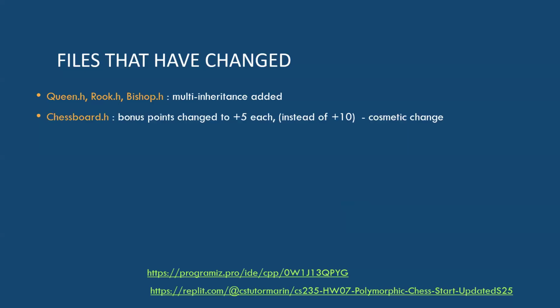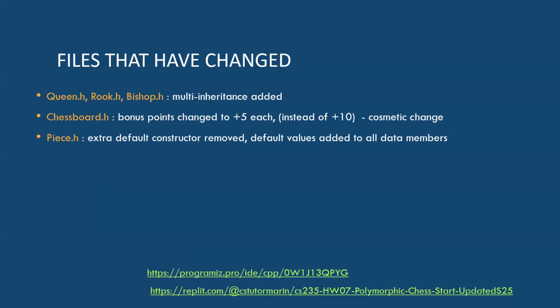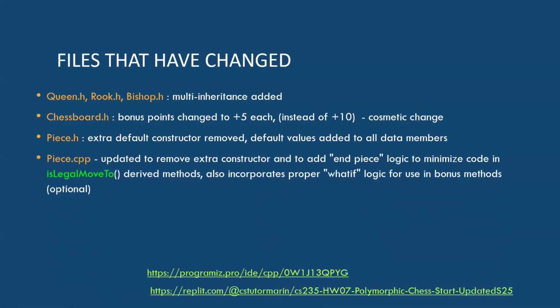The chessboard has a cosmetic change. I apologize. I had listed the bonuses as 10 points each, but it's 5 points each for the bonus stuff there. So I was just cleaning that up in the comments section of the .h and the .cpp. So nothing really changing there otherwise. Piece.h, I got rid of an extra constructor that didn't need to be there and added some default values. So that's a minor change really.